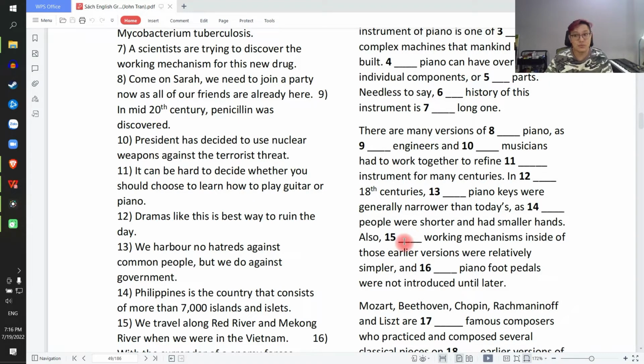So it's particular to the piano, so you have to use the here, the piano working mechanism. So inside of those earlier versions were relatively simpler, and the piano foot pedals were not introduced until later. If you want to talk about piano foot pedals in particular, you use the. But if you want to talk about piano foot pedals in general, not of any kind of piano in the 18th century or now, you use no articles.